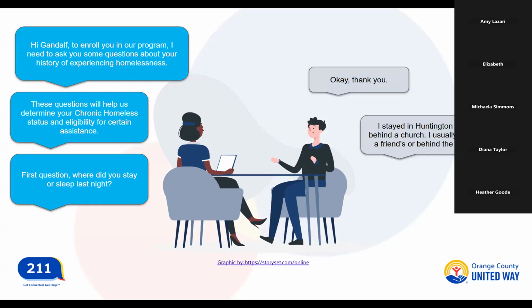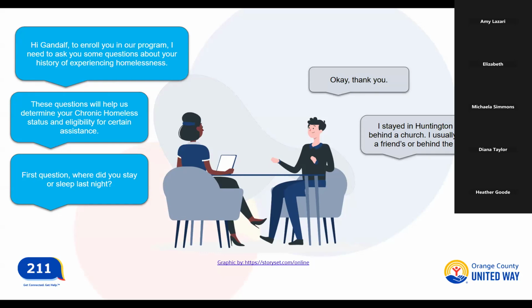Hi, Gandalf. To enroll you in our program, I need to ask you some questions about your history of experiencing homelessness. These questions will help us determine your chronic homeless status and eligibility for certain assistance. Gandalf says, "Okay, thank you." So we can proceed. First question, where did you stay or sleep last night? Gandalf replies, "I stayed in Huntington Beach behind a church. I usually sleep at a friend's or behind the couch."